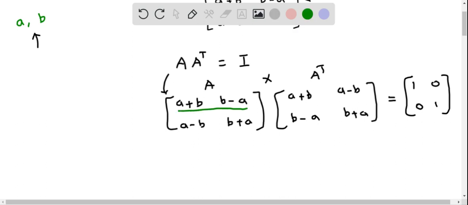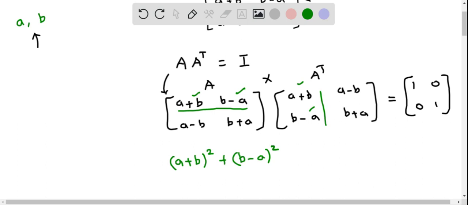We take the first row and multiply with the first column of the second matrix. So this equals a plus b, and we multiply the corresponding elements and then add them together. This must be multiplied with a plus b, so this is basically a plus b quantity squared. We then put plus and multiply the second element, b minus a times b minus a, which equals b minus a quantity squared.